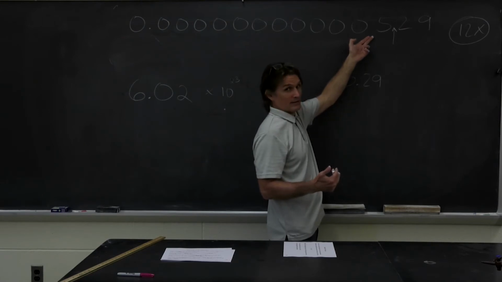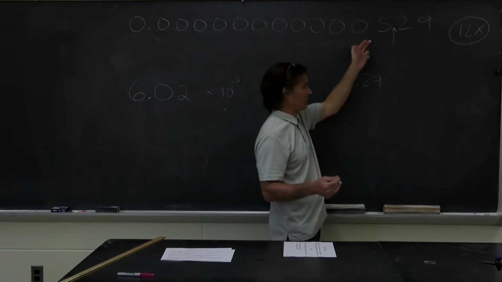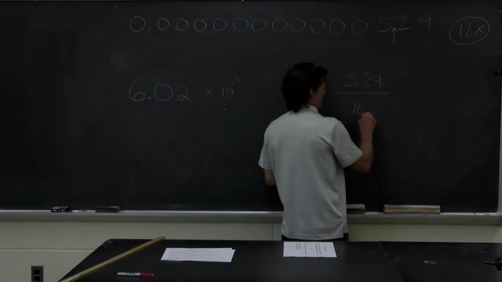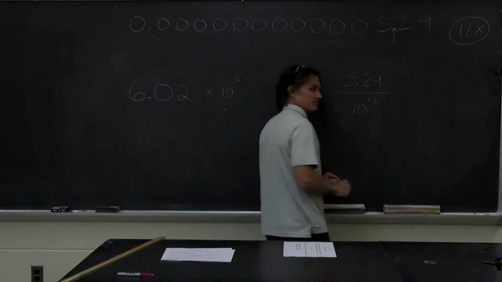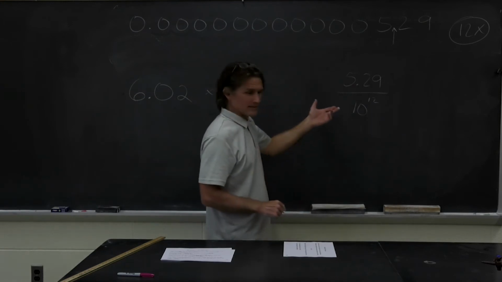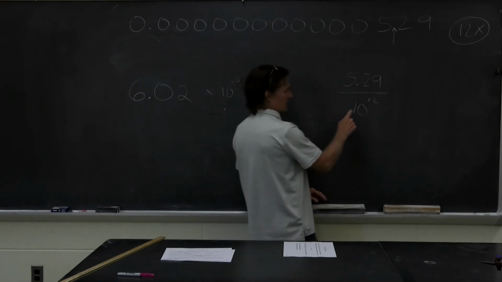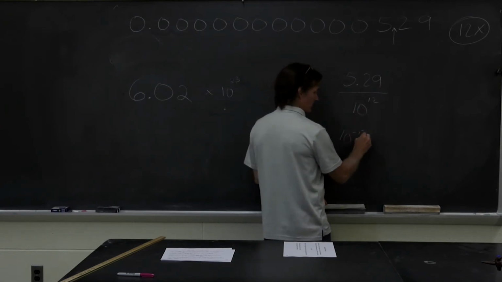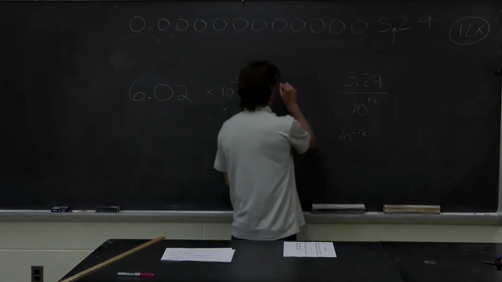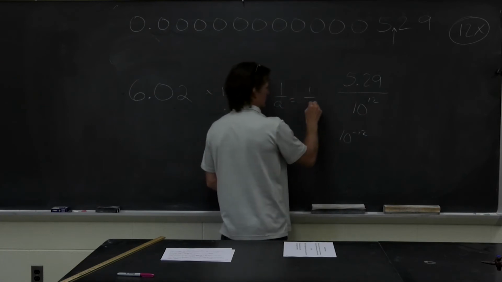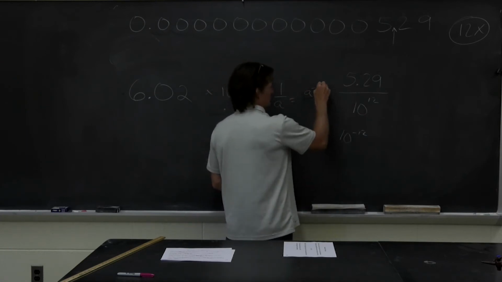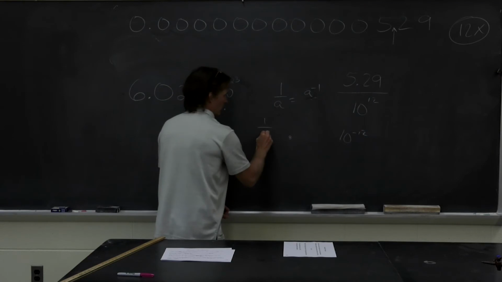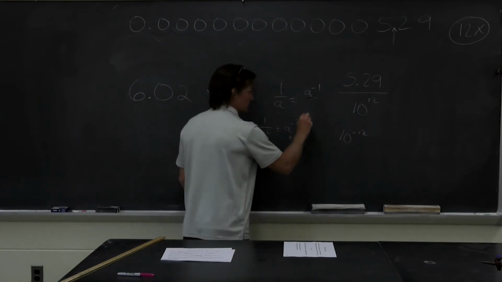Well, to get back to where we want to be, we're going to have to do the opposite. We've got to divide by 10 12 times. Like that. Well, that's not how we do this here. We're going to use this trick. Remember that this is actually 10 to the minus 12. Like if we go 1 over a, that's the same thing as a to the minus 1. 1 over a squared is a to the minus 2.